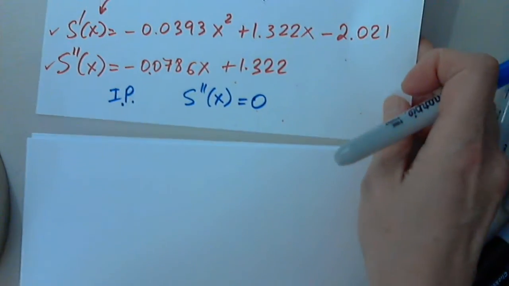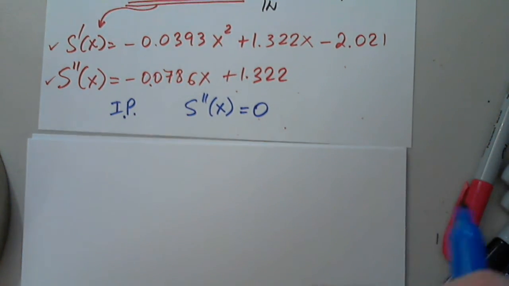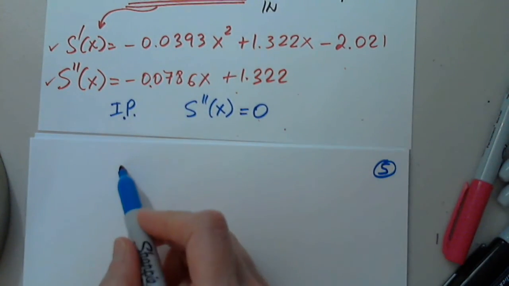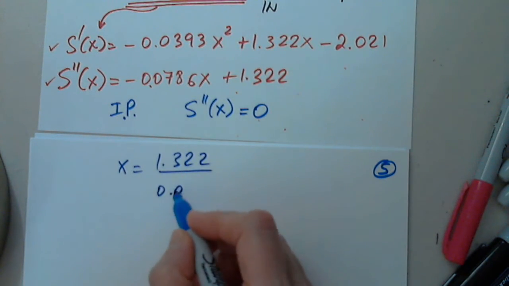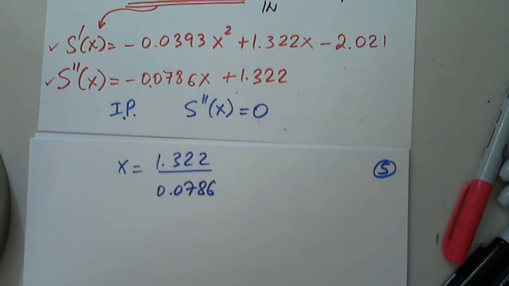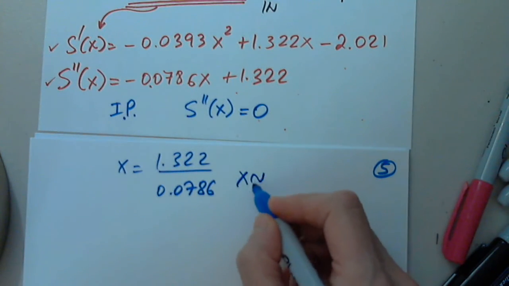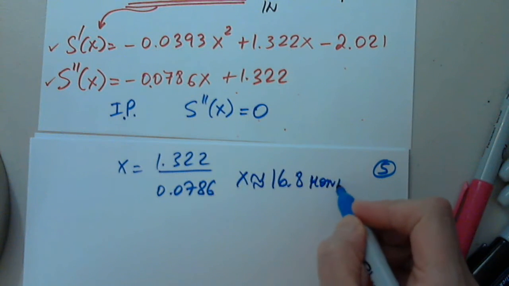So of course, X is in months, right? So careful, we have to get a positive number. Make sure that this is clear. So then X will be 1.322 over 0.0786. So I'm going to share my screen, and I'm just going to punch it in. 1.322 divided by 0.0786. Okay, so I got roughly 16.8. So X is approximately 16.8 months.